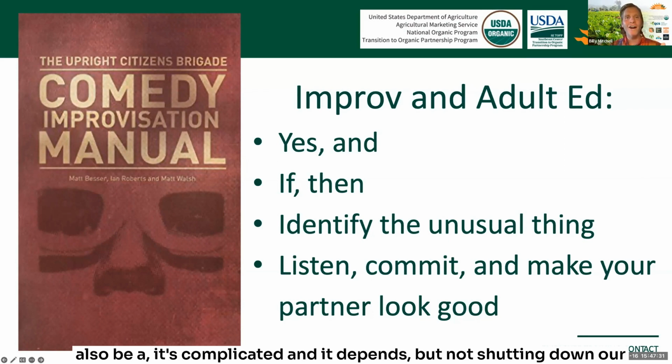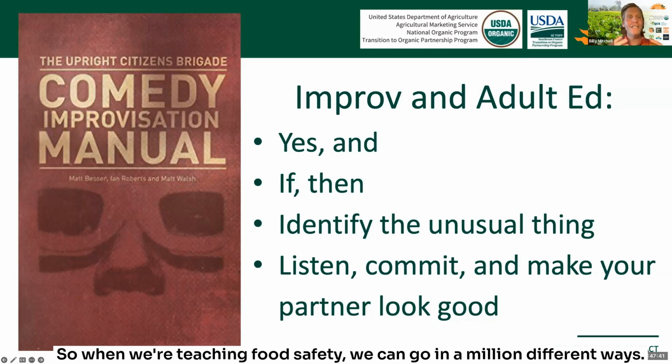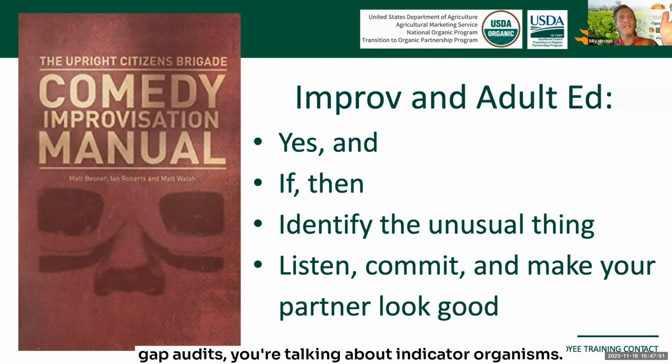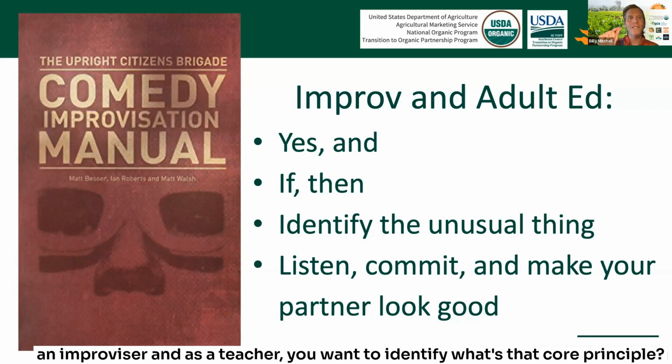But not shutting down our audience, but really saying yes and building off of their past experiences. And also in improv comedy means identifying the unusual thing. So when we're teaching food safety, we can go in a million different ways. Even just someone gives a class about water testing, you're talking about the produce safety rule, you're talking about GAP audits, you're talking about indicator organisms. Same way on an improv stage, things can go in a million different ways. But as an improviser and as a teacher, you want to identify what's that core principle? What's that unusual thing that's going to move this forward and have a really good conversation going?